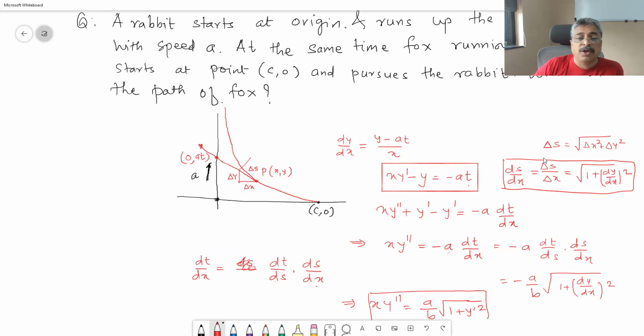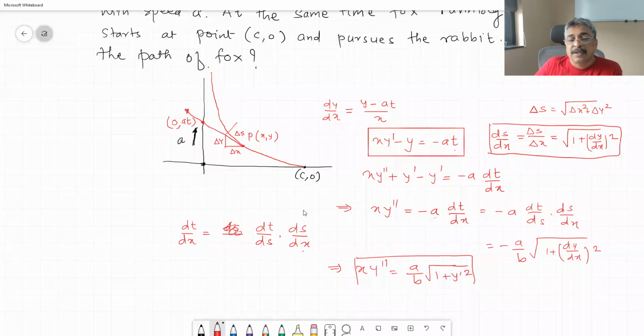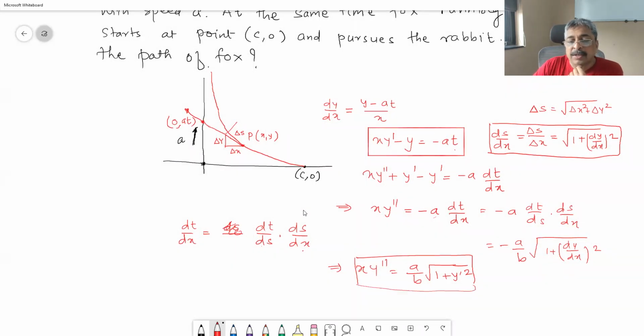1 minus sign for increasing delta s per decrease in delta x. Okay, so if you have any doubt up to this point, you can ask. Otherwise, this a upon b is constant, so you can deal with this differential equation, solve it, and it is an order 2 differential equation. Therefore, you will end up having 2 constants. So I wait at this point.